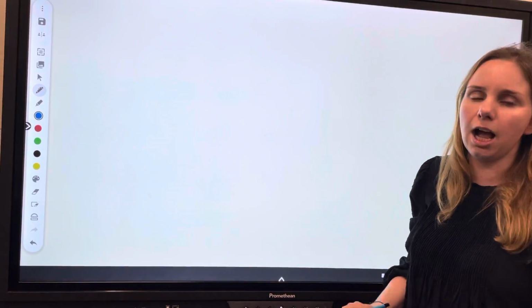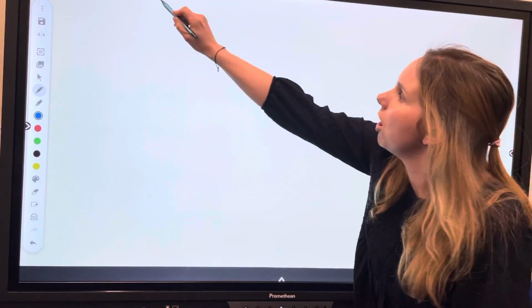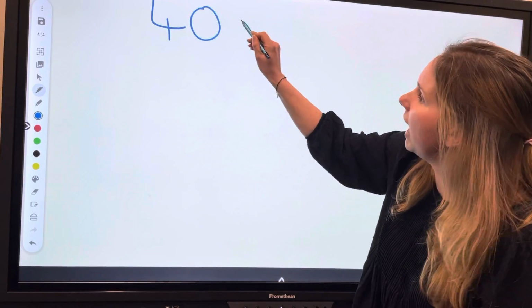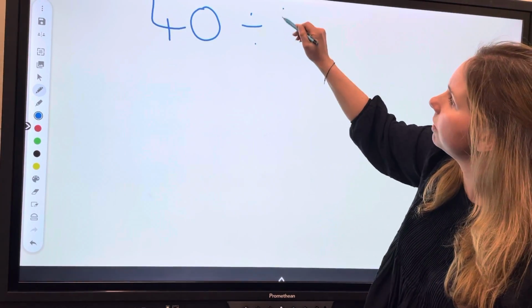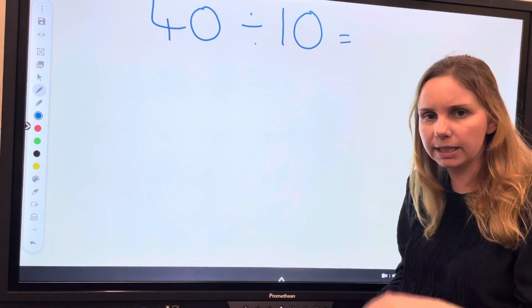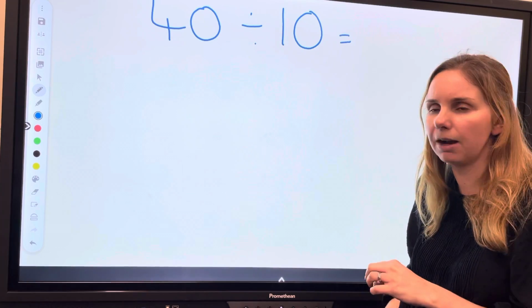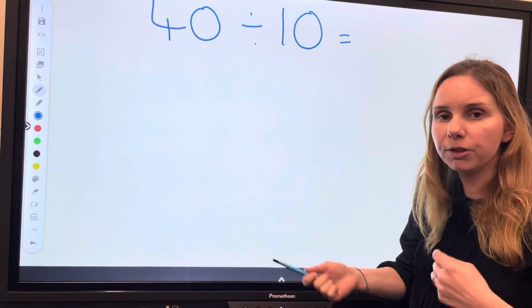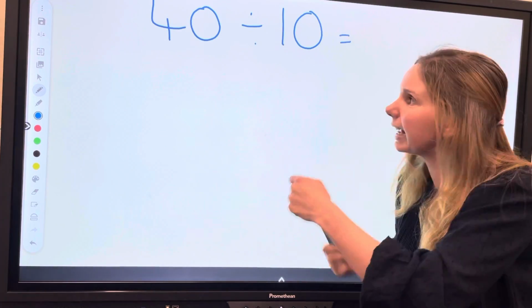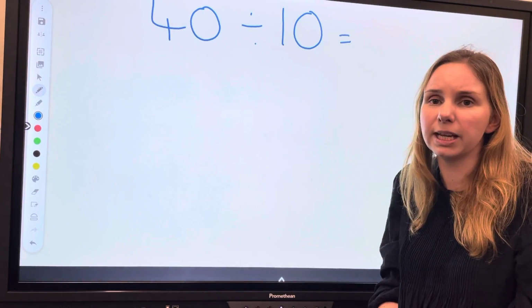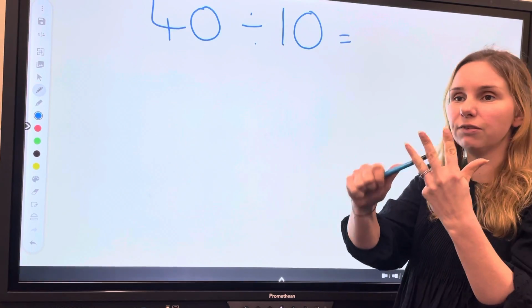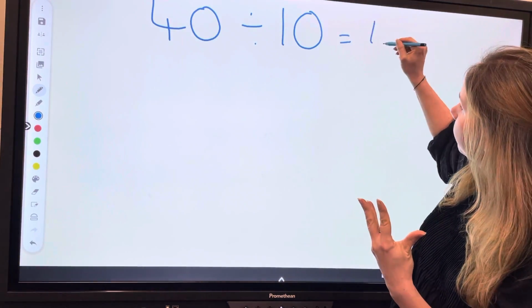Please join in at home with some paper and some pencils. So, 40 shared into 10 equals. Work it out at home. Pause me, work it out. Some of you might think, do you know what, I know I can do that in my head. I can count on in tens until I get to 40, and I know that is 4. 10, 20, 30, 40 is 4.